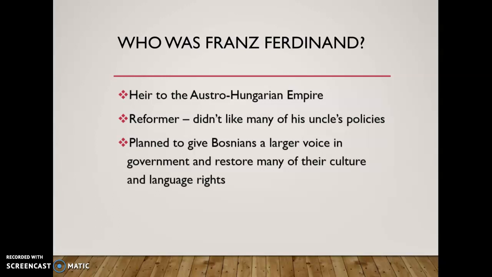Now, what this would have done would have been to make Bosnia happy, because they would have got what they wanted. They would have gotten their culture and their language respected. They would have had political say. It would have made the Bosnians happy. But that is what made Franz Ferdinand a target, because Serbia did not want Bosnia to be happy.